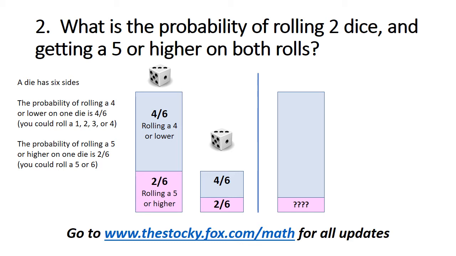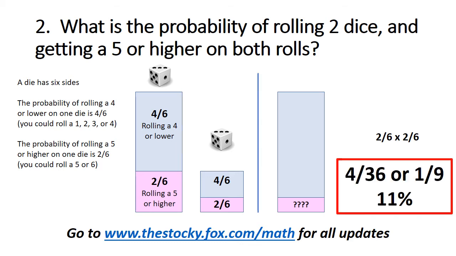What portion of the whole bar is that little pink portion with the question marks? Well, you can do that with multiplication just by multiplying the probabilities out. 2/6 times 2/6 will give you 4/36, which you can simplify to 1/9, and that's your answer. There's a 1/9 probability, and you can also write 1/9 as 11%. So either one of those would have been right, 1/9 or 11%.